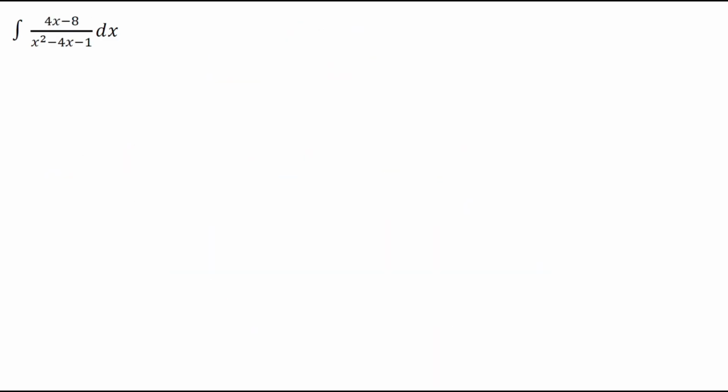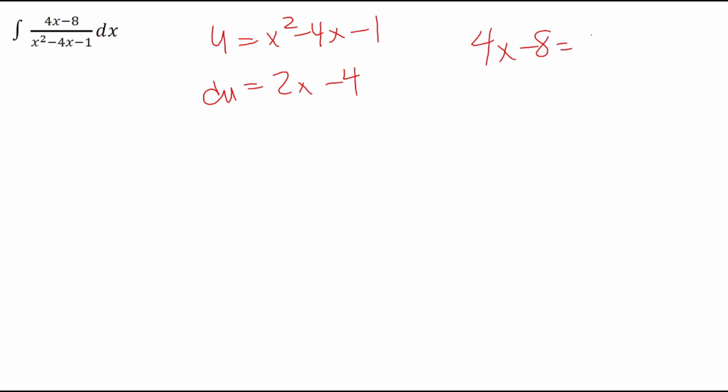We'll do a similar thing here. We're going to let u equal x squared minus 4x minus 1. So du would just be 2x minus 4. Well, I don't have 2x minus 4, I have 4x minus 8. But 4x minus 8 is the same as 2 times 2x minus 4.